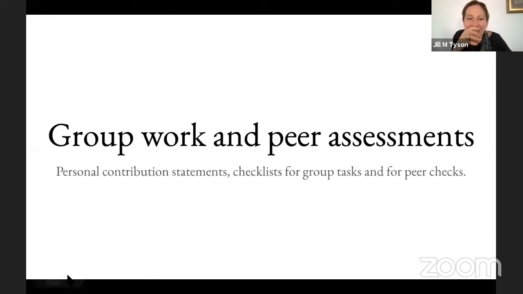Group work and peer assessments are so interesting. I know project-based learning is very interesting too, and very popular now. And I love project work for so many reasons. I think project work is a very efficient way to get all four skills in, and really raise the level of motivation of your kids in your class, as long as the project is very motivating and relevant to their lives. But in all project work, I have students write personal contribution statements.